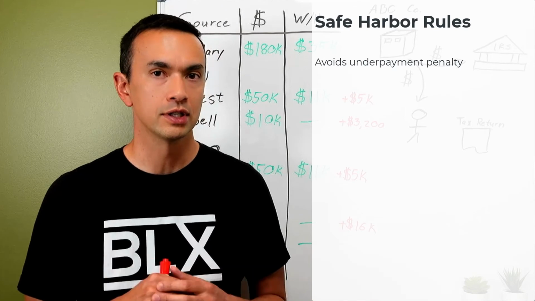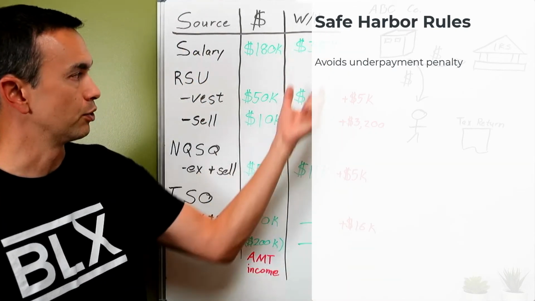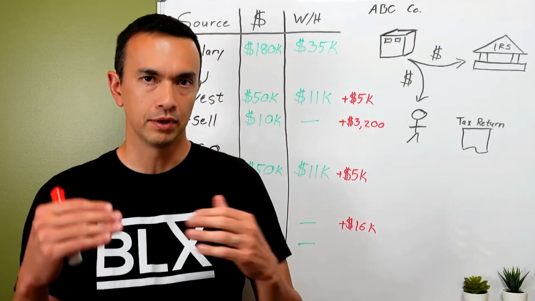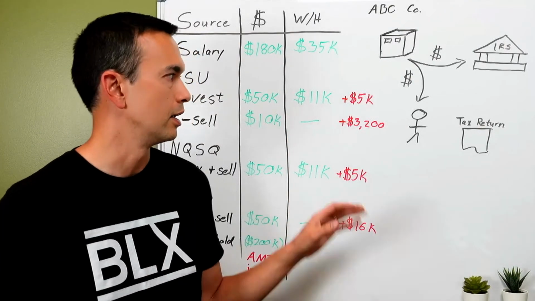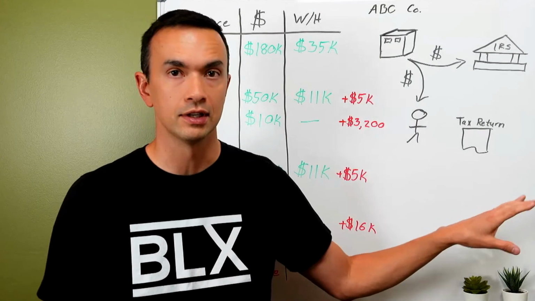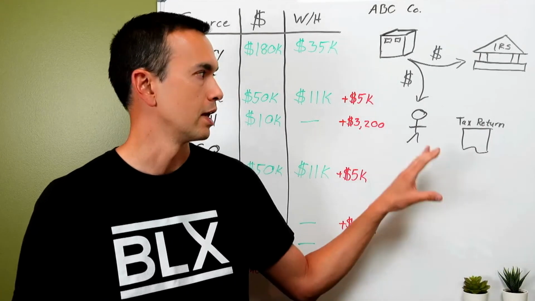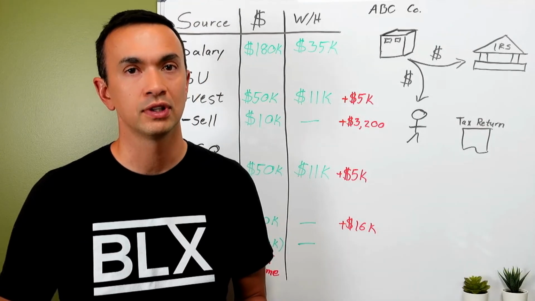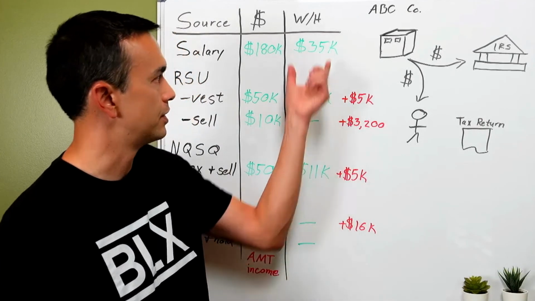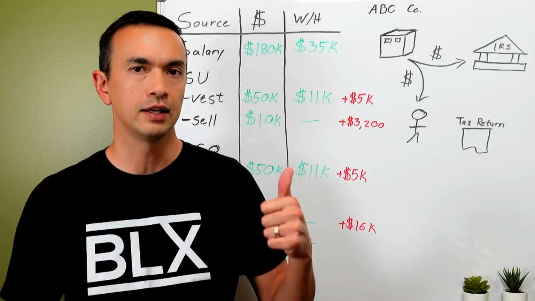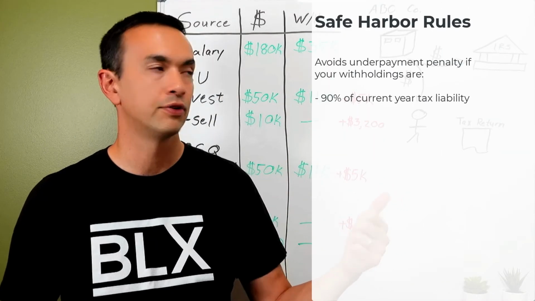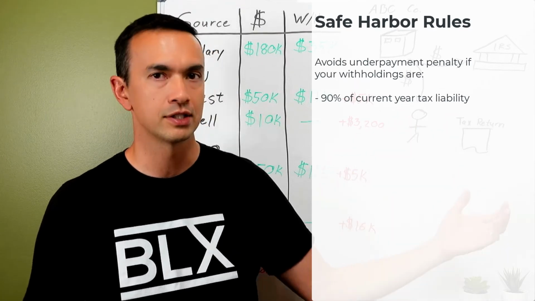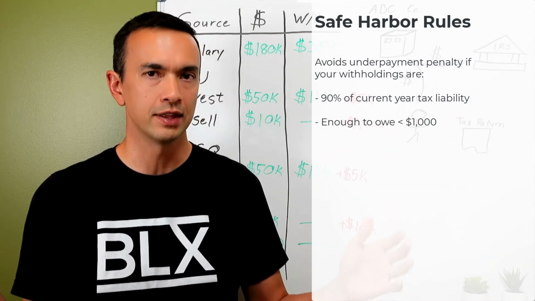What those are is to say, if the regular company withholding hits one of these limits, then even if you owe $70,000, you don't have to pay it early and you won't get that underpayment penalty. The first safe harbor rule says that if this withholding is either 90% of your current year's tax liability, or you owe less than $1,000, then you've hit that one.